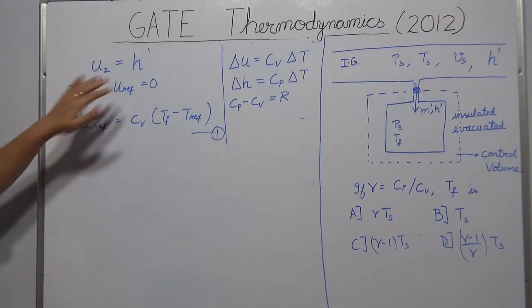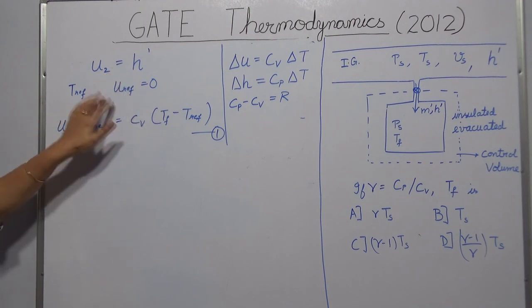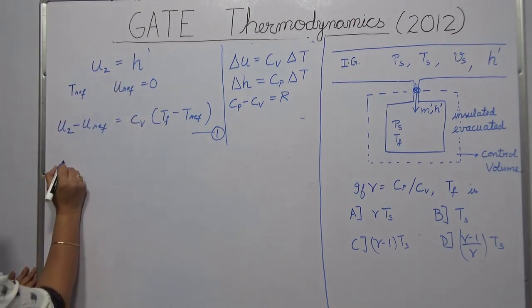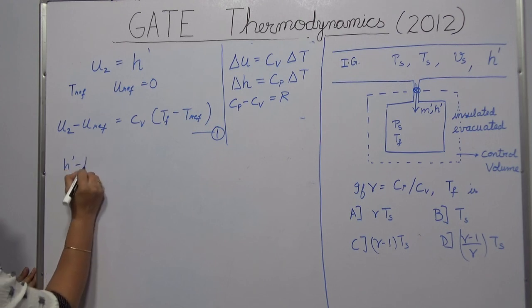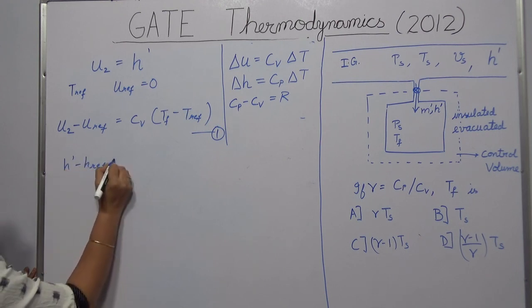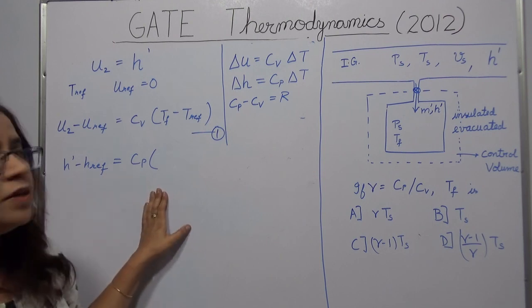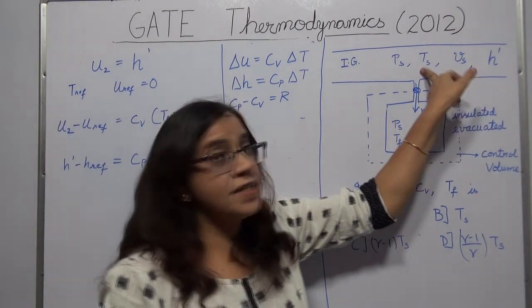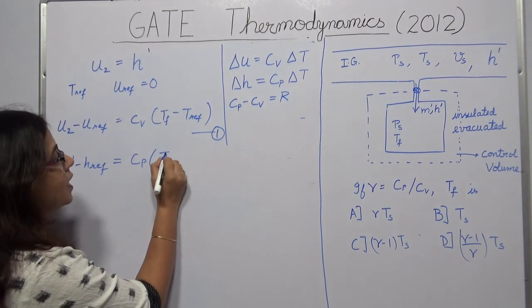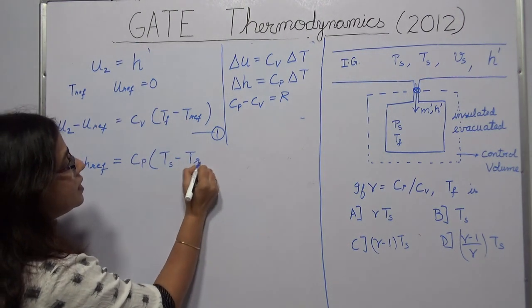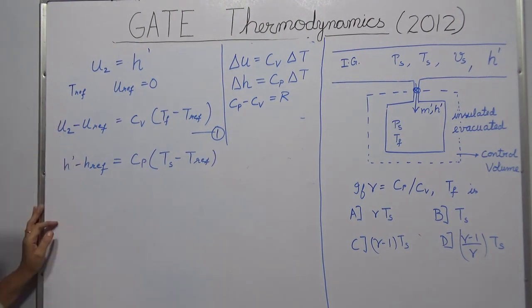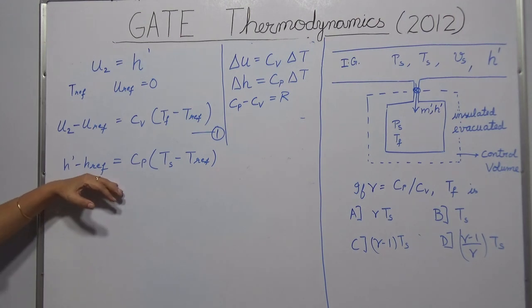Now let's write down enthalpy in terms of your reference temperature again. So what I have, h dash minus H reference, that is equal to Cp, and the temperature at which you have h dash is Ts. So it is Ts minus T reference. Do you agree with me up to this point?